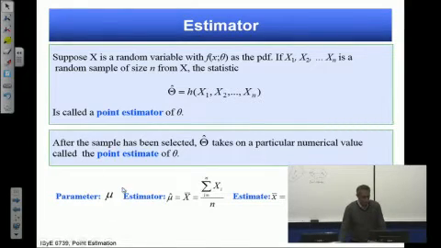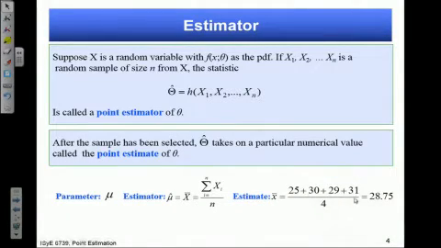So the parameter is mu. For example, this x bar is the estimator. When you get a sample, you calculate the number, which is called the estimate. That's it. Is it clear? Any questions?